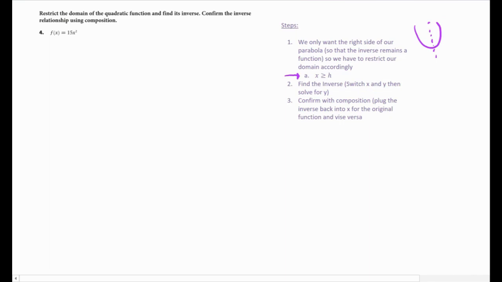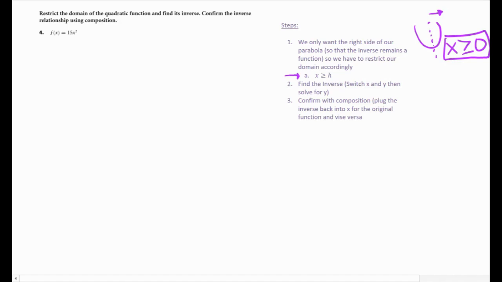So what happens here is that when I take the right half, I'm just looking for the h value, and I'm saying I'm using all of the x values that are greater than that, or to the right. So in this case, my h value, I don't have one, so I'm just taking everything to the right of 0. So x is greater than or equal to 0.